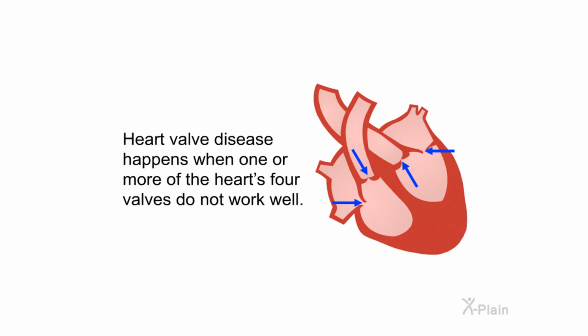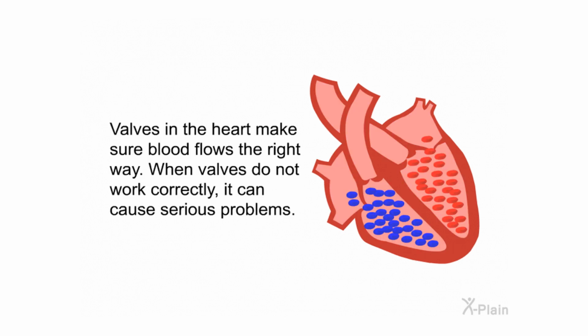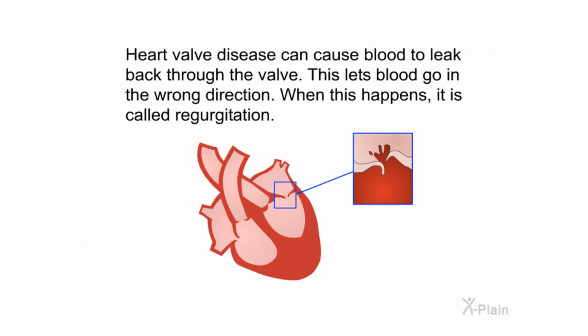Heart valve disease happens when one or more of the heart's 4 valves do not work well. Valves in the heart make sure blood flows the right way. When valves do not work correctly, it can cause serious problems. Heart valve disease can cause blood to leak back through the valve. This lets blood go in the wrong direction. When this happens, it is called regurgitation.